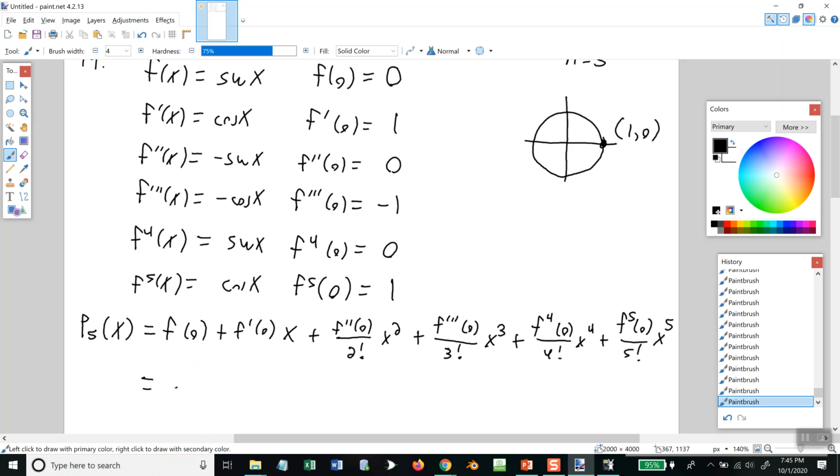f of 0 is 0 plus f prime of 0 is 1 times x. f double prime is 0 over 2 factorial x squared. The third is negative 1 over 3 factorial x to the third. The fourth is 0 over 4 factorial x to the fourth. And the fifth is 1 over 5 factorial x to the fifth.